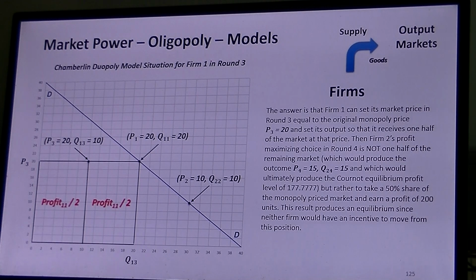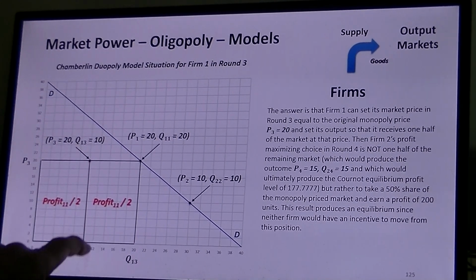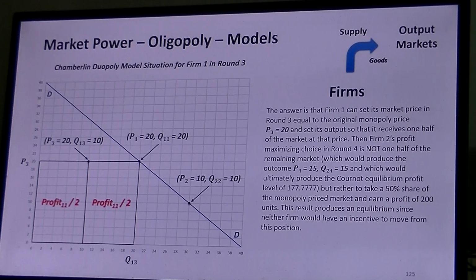So even though the two firms have not colluded, the two firms have not worked together, by taking this action they produce an outcome where they're sharing the market. They're both taking 25% of the market, but earning a higher profit. So they'll take a 50% share of the market that's priced at the monopoly price.